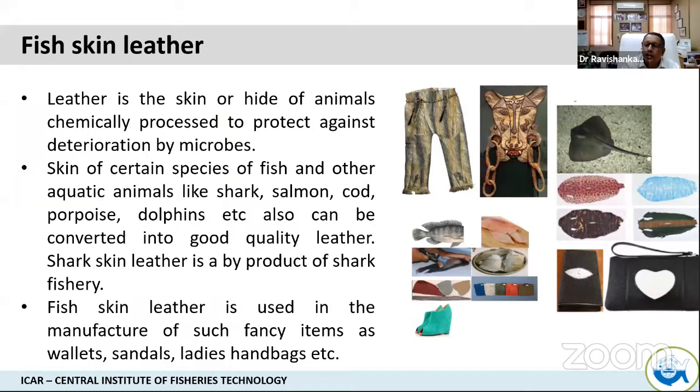I know in Gujarat area, a lot of fishes are there, say shark, many species. The skin quality is very good. We can convert it to leather. So these are all applications for which technology is already available. I think some enterprise has to take place.